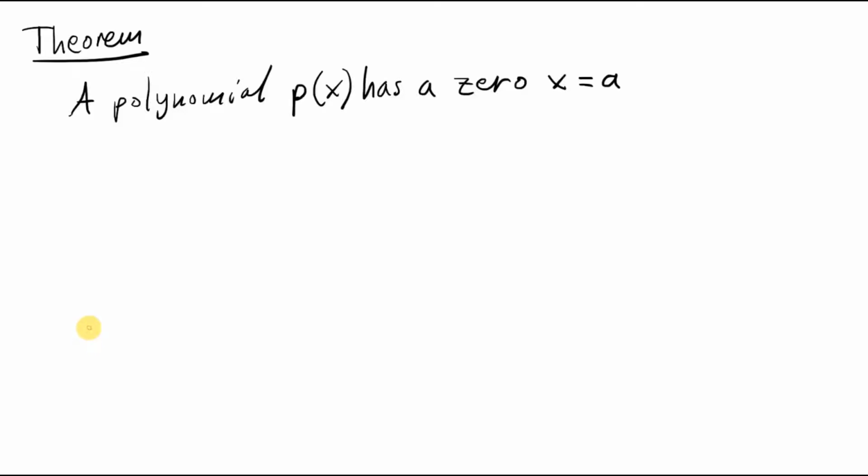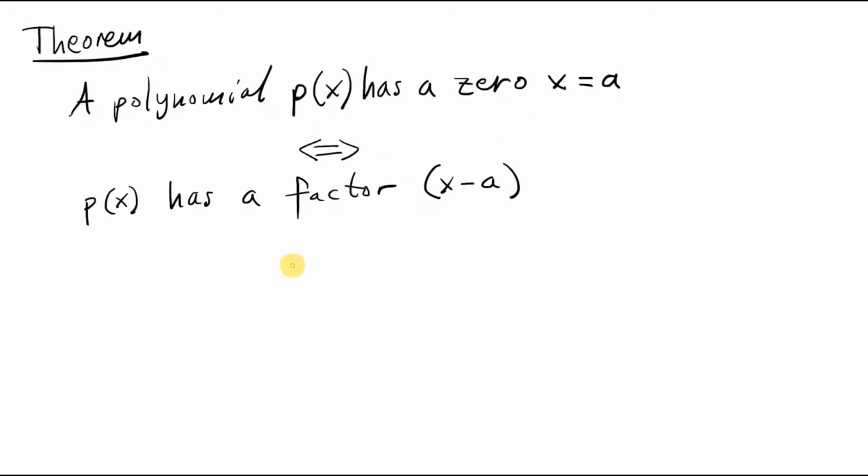Another theorem says that a polynomial p of x has a 0, x equal to a, if and only if the polynomial has a factor x minus a, which means that we can write the polynomial as x minus a multiplied by some other polynomial, q of x.